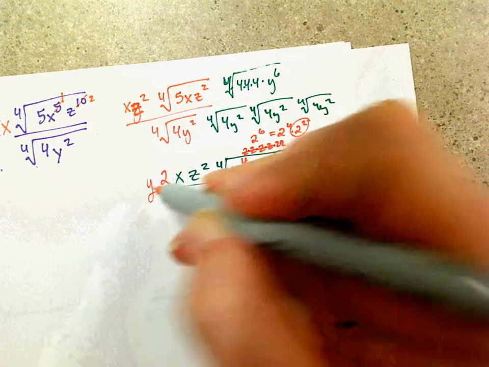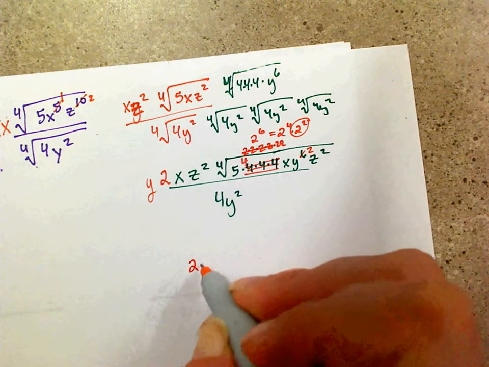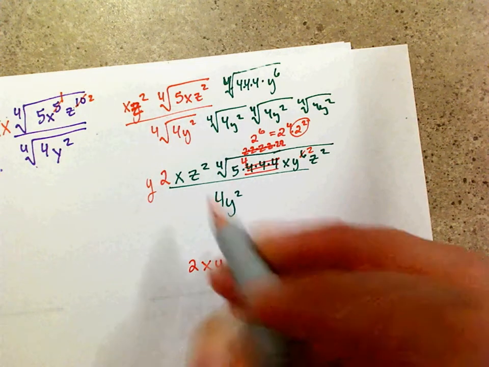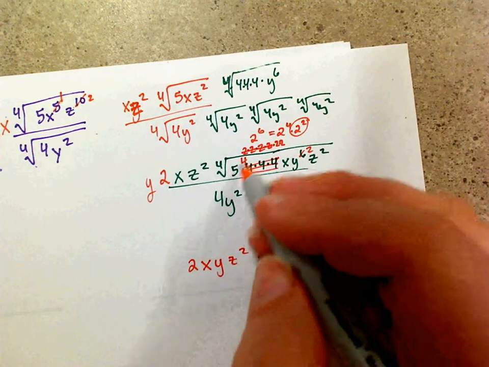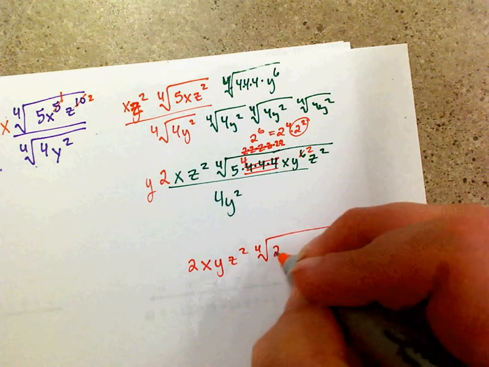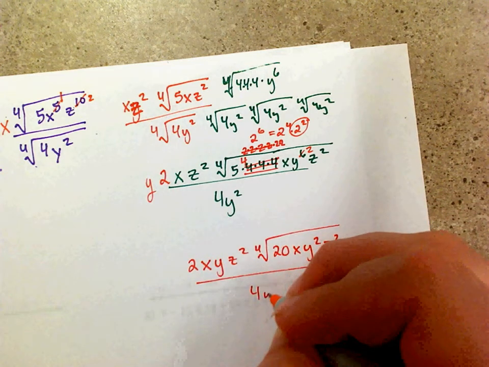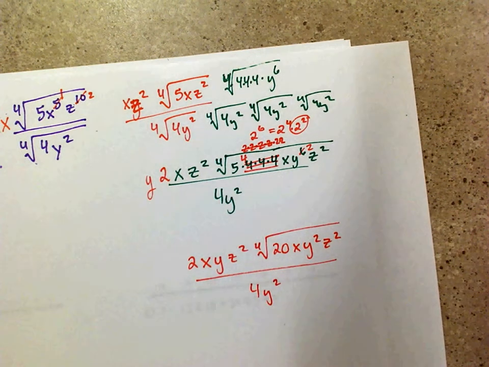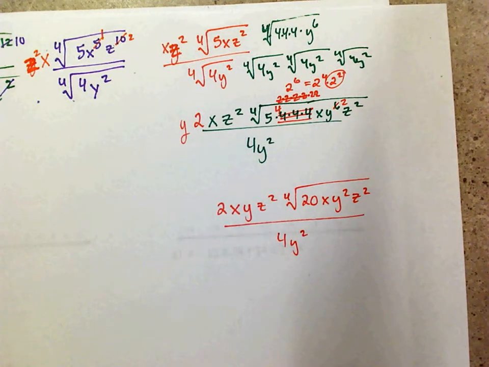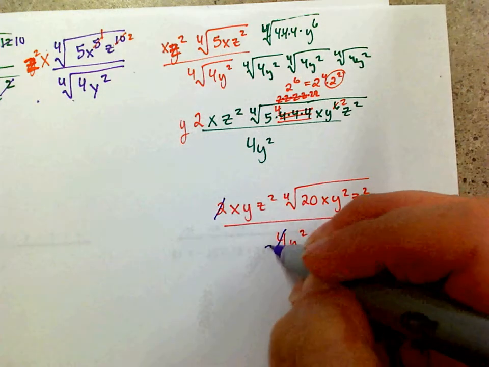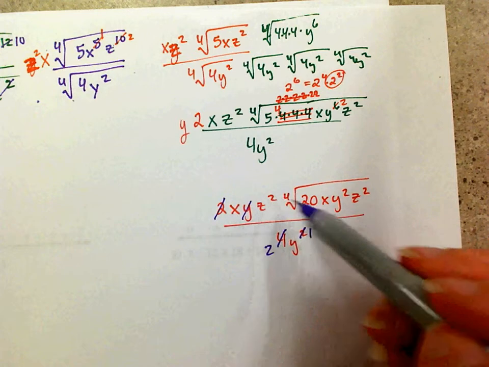And I have 2 remaining on the inside. So I've got 2xyz squared, 2xyz squared, times the 4th root of 5 times the 4 left over, the 2 2's, 20xy squared z squared over 4y squared. It's not my final answer yet because I need to simplify with this right here. I've got a 2 and a 4, which makes that a 2. I've got 1y and 2y, so I just got 1y. So I've got x z squared and then that divided by 2y, and there's your answer.